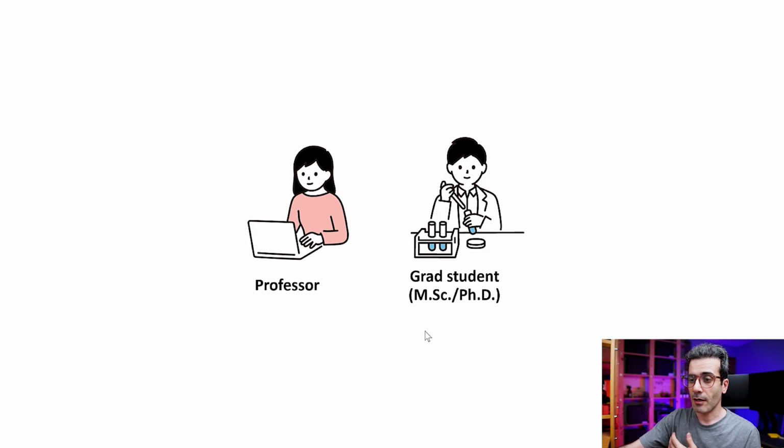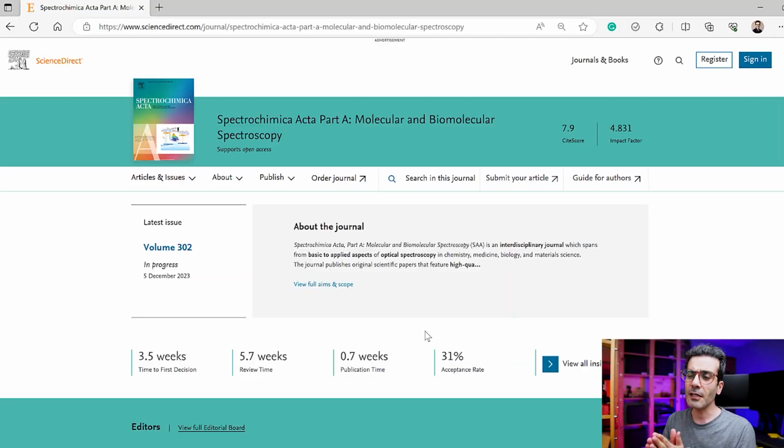And of course the PI can be the corresponding author. As I said, most of the time in the US, the corresponding author is the PI and is the last author in the paper. And the person who worked the most on this project is going to be the first author.